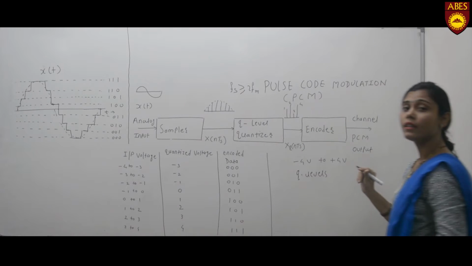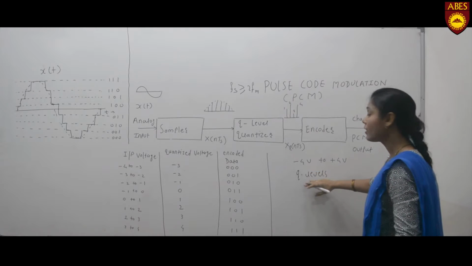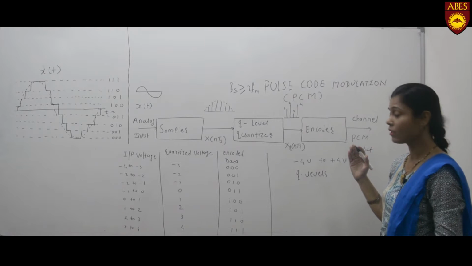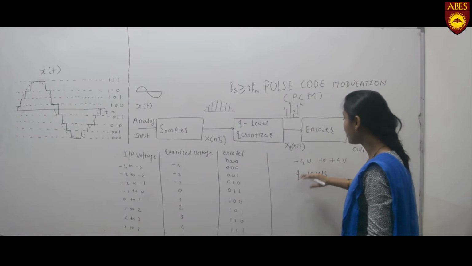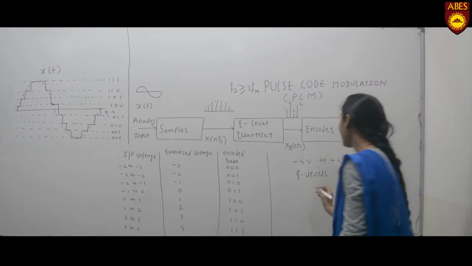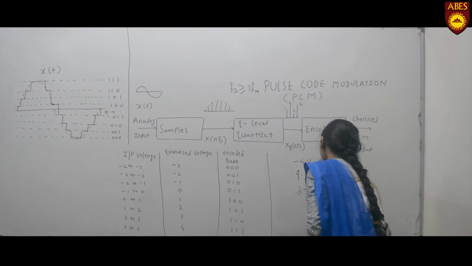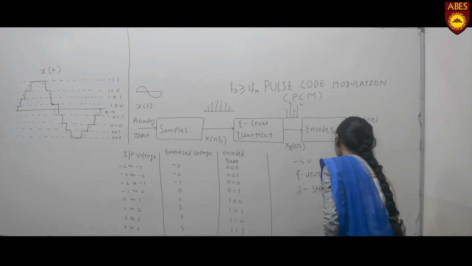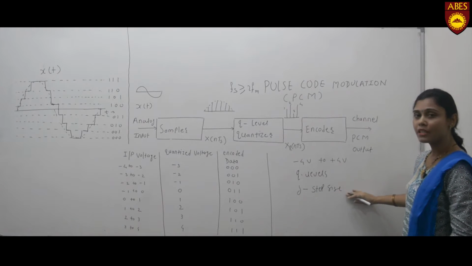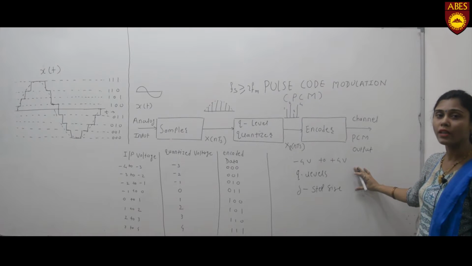These are nothing but the quantization levels. All these levels have an equal distance between two consecutive levels. This distance, or the difference between two consecutive levels, is defined by a term called delta, which is known as the step size. Delta is nothing but the step size.